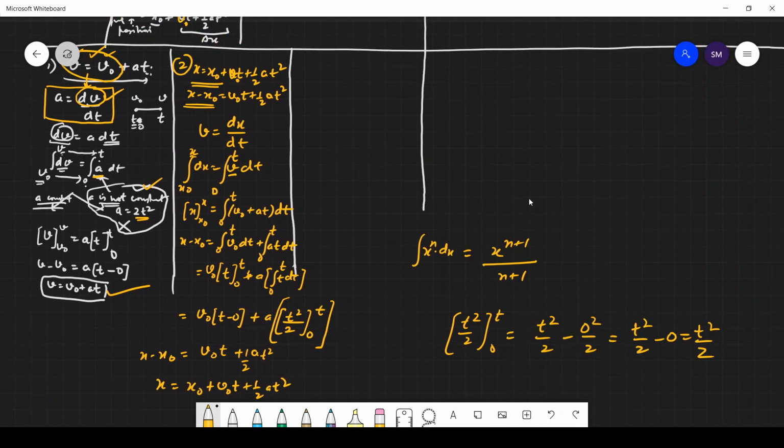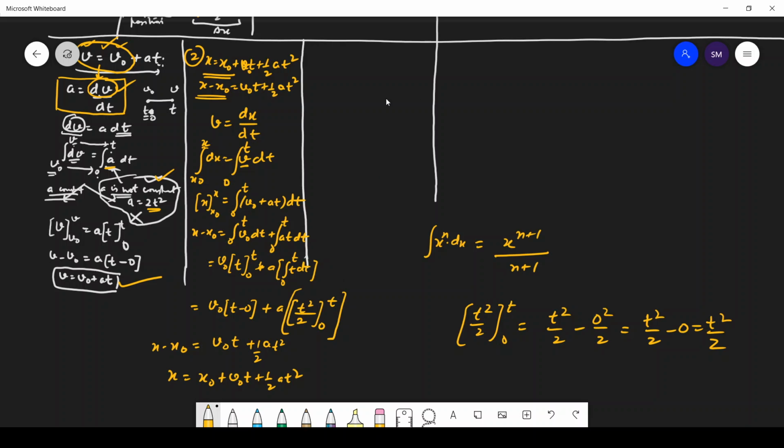Okay, and now we have the third equation of motion. What is the third equation of motion? That is v square equals v naught square plus 2a(x minus x naught). Now the key thing here, students, is that you can clearly see you need v and v naught, and you need x and x naught, right? So here you will be needing only v and v naught, here x and x naught.